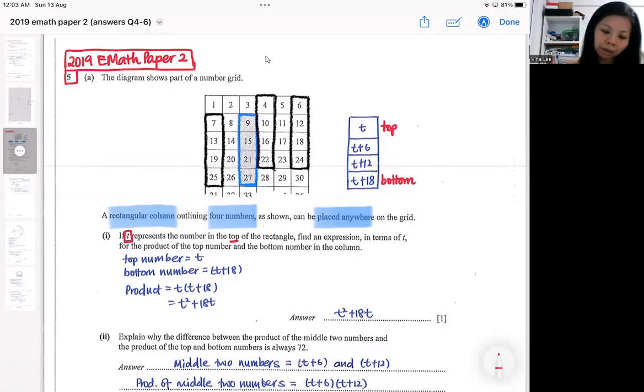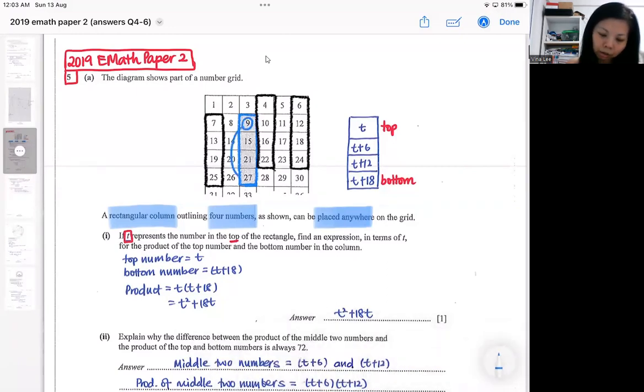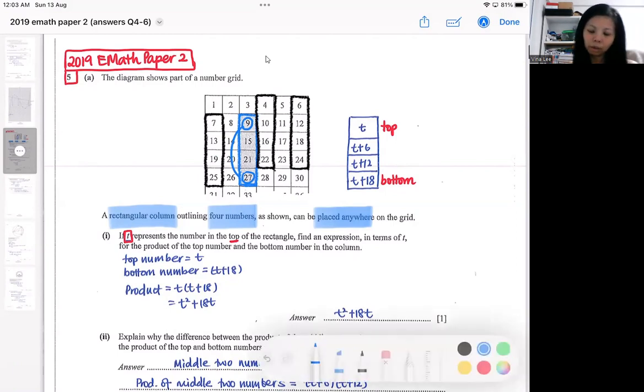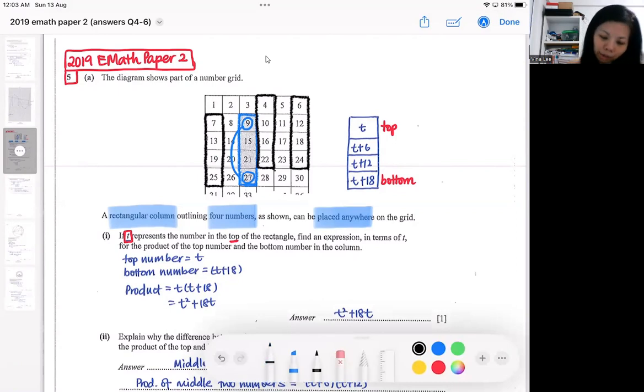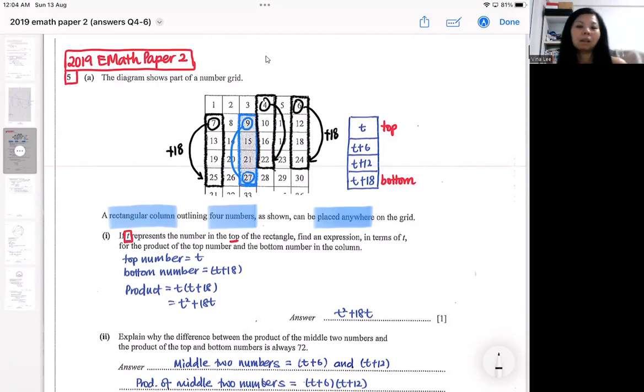For example, I investigate the original one that they gave. From 9, it looks like it's plus 18. So it looks like the top and the bottom number have a difference of 18. I'm going to explore whether this is correct or not. Here, is it also plus 18? You can explore any vertical column. You should find that the pattern will be the same. The difference between the top and the bottom number is 18.